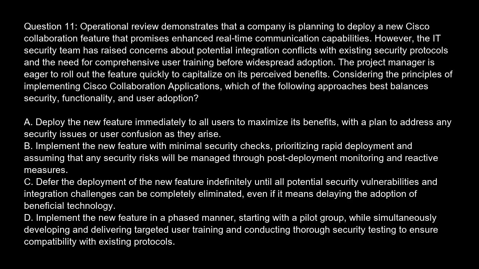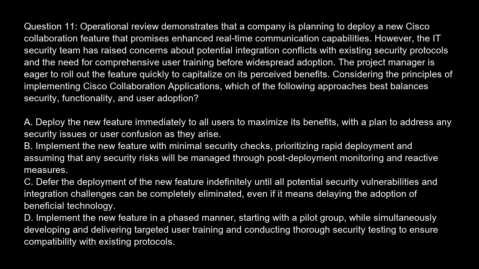Question 11. Operational review demonstrates that a company is planning to deploy a new Cisco collaboration feature that promises enhanced real-time communication capabilities. However, the IT security team has raised concerns about potential integration conflicts with existing security protocols and the need for comprehensive user training before widespread adoption. The project manager is eager to roll out the feature quickly to capitalize on its perceived benefits. Considering the principles of implementing Cisco collaboration applications, which of the following approaches best balances security, functionality, and user adoption?